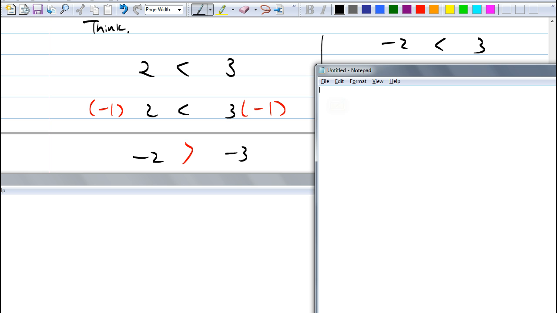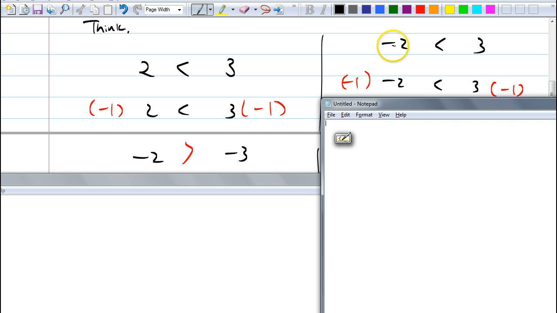What if I had this then? Maybe some of you may say, oh, it might have worked because they're both positive. But what if I have negative 2 and 3? Is negative 2 less than 3? Yes. Okay, so this is a true statement, right? Negative 2 less than 3, correct? What would happen if I multiply both sides by negative 1? What do I get on the left side?